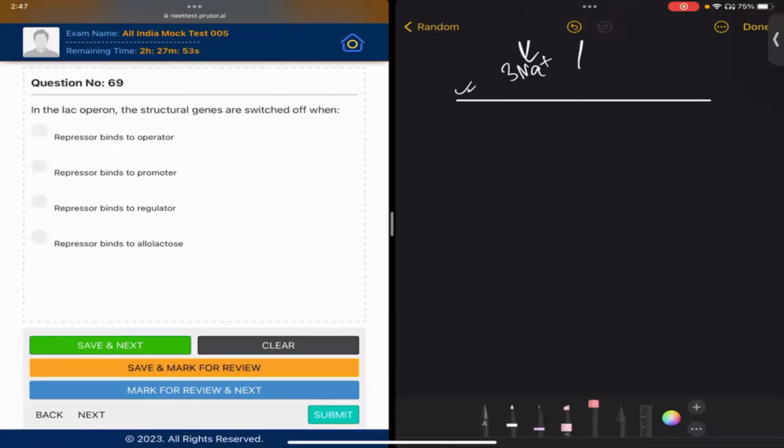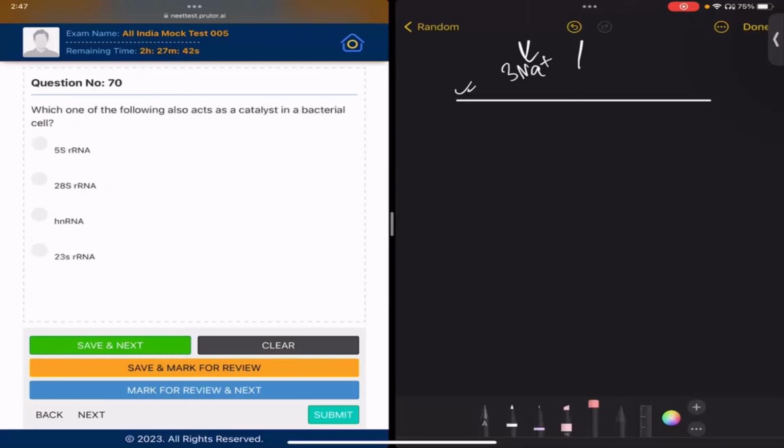कब switch off होता है? Repressor binds to operator. Repressor bind to promoter. Operator is a thing. Which one of the following also acts as catalyst in bacterial cell? Bacterial cell में catalyst 23S rRNA. That is your ribozyme.